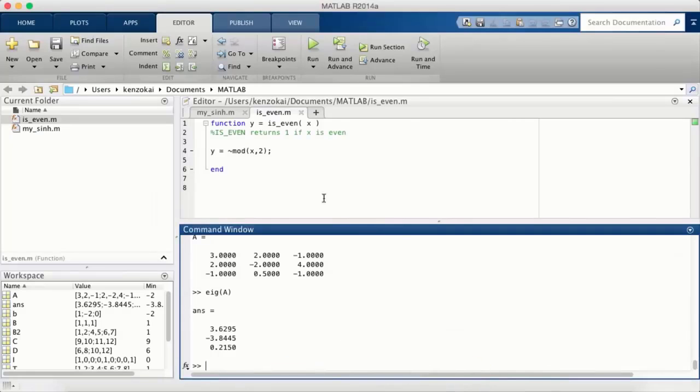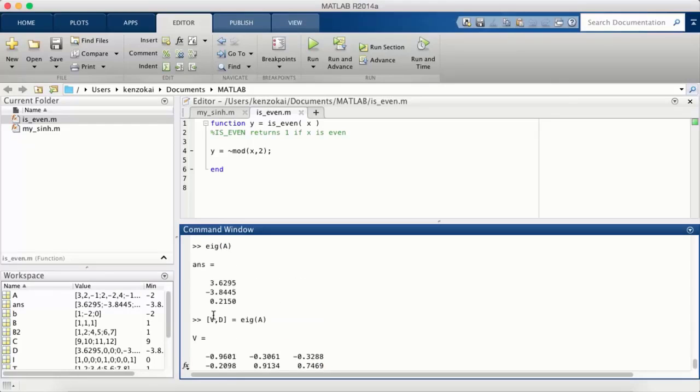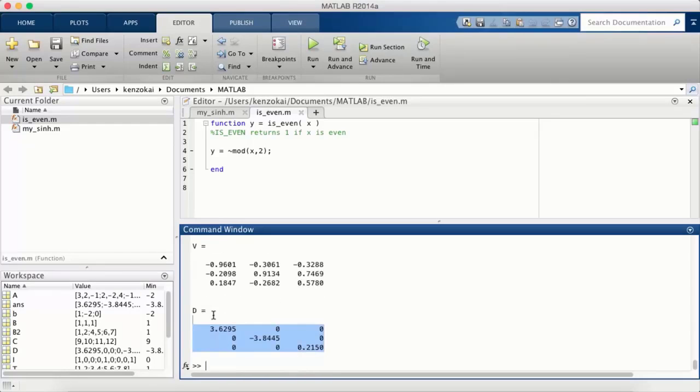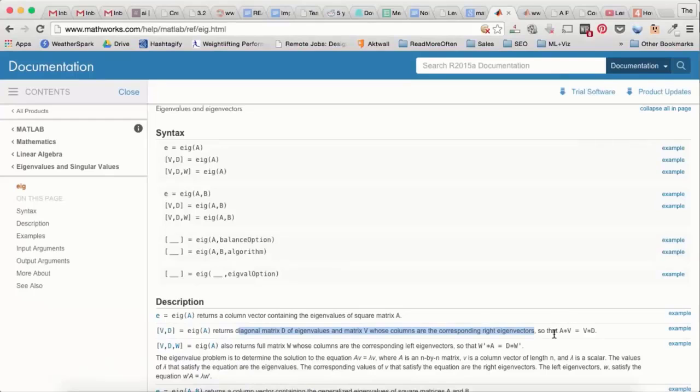So let's try that. [V, D] equals eig(A). Right, so we get a diagonal matrix D, which has the same eigenvalues as before, and then the eigenvectors are all in V. And so let's just confirm that the definition of eigenvalues and eigenvectors holds. So A times V should equal V times D.